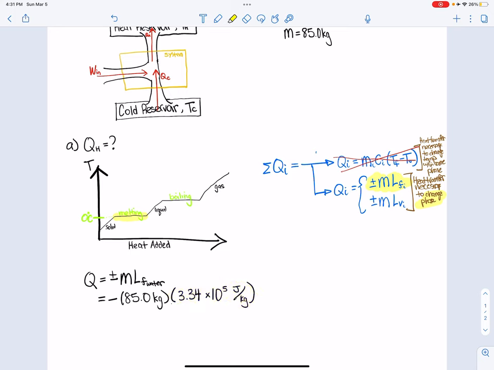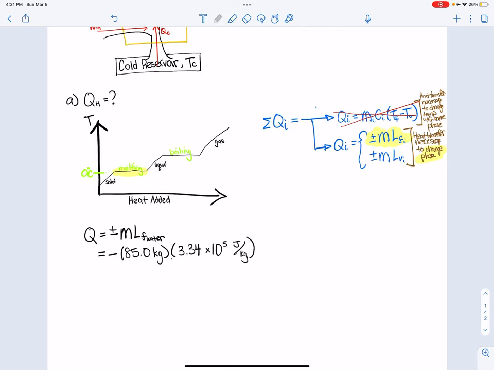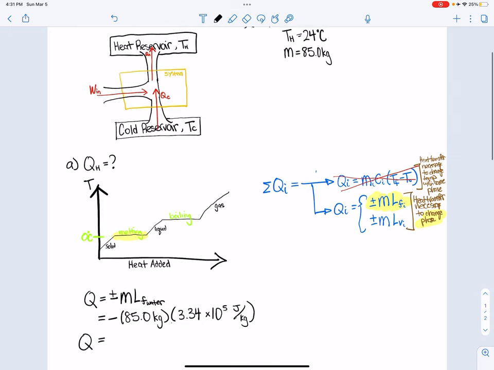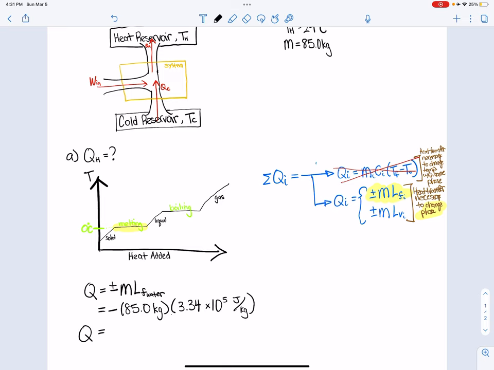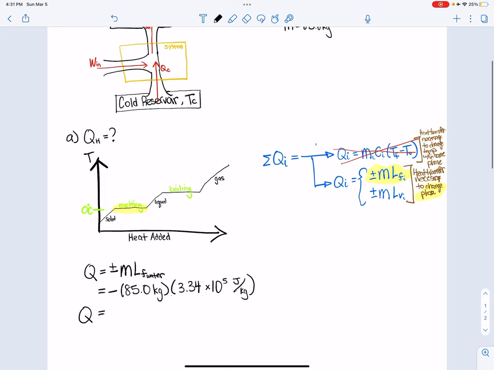So on a test, it will likely be provided to you. Okay, so I'll just plug that in my calculator, and I would find that my Q, or the heat transfer that's necessary for me to go from 0 degrees Celsius water to 0 degrees Celsius ice, is equal to negative 28,390,000 joules. Okay?